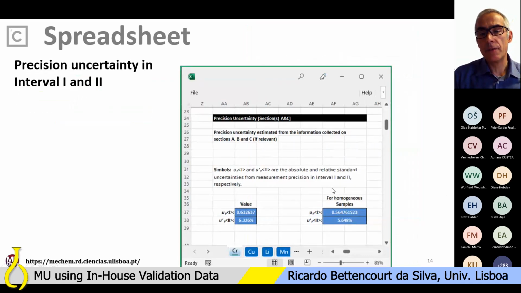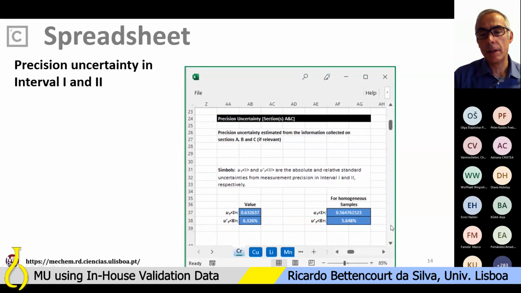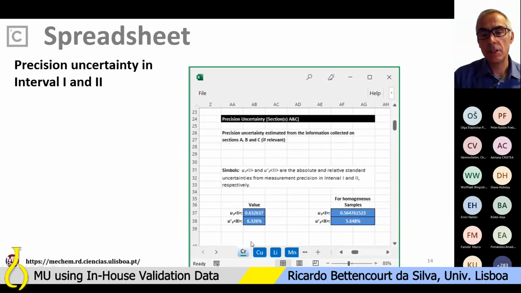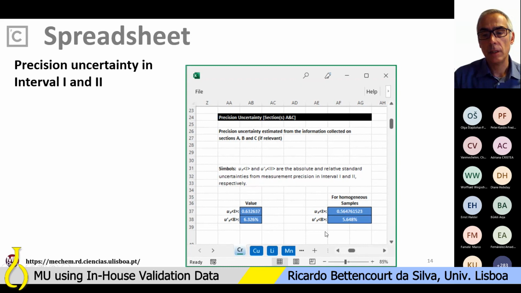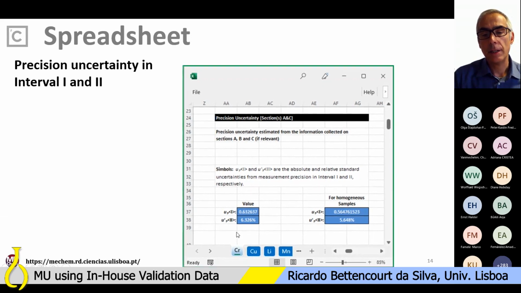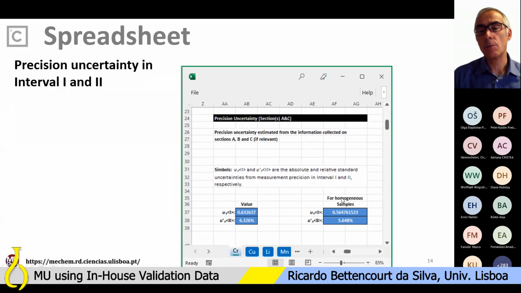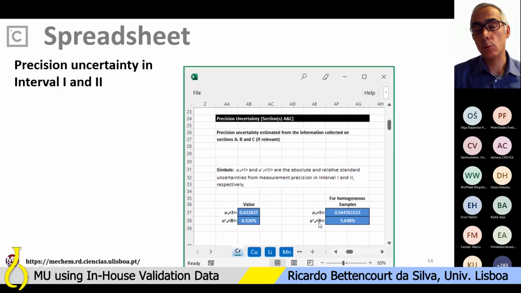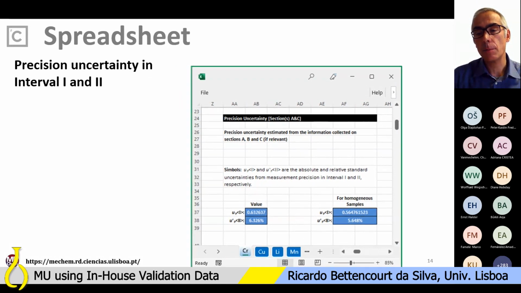And then we have this part of the spreadsheet. You have a summary of the uncertainty from precision, where all precision components are considered, heterogeneity and with precision there. This part is for heterogeneous samples, and this other part is for homogeneous samples. And we need to evaluate the uncertainty and precision from the analysis of homogeneous samples.